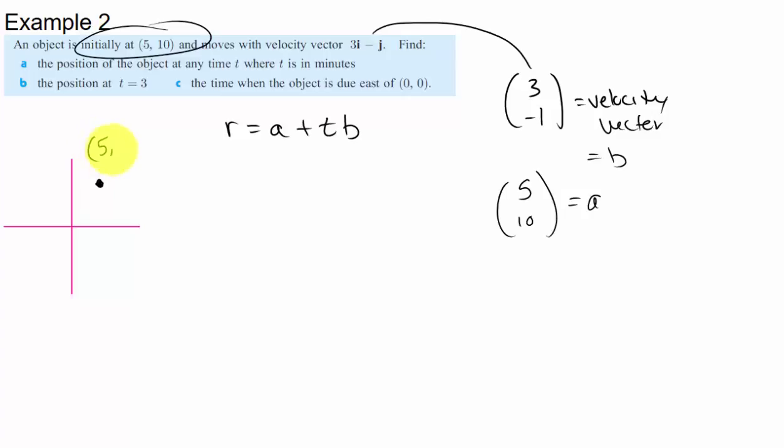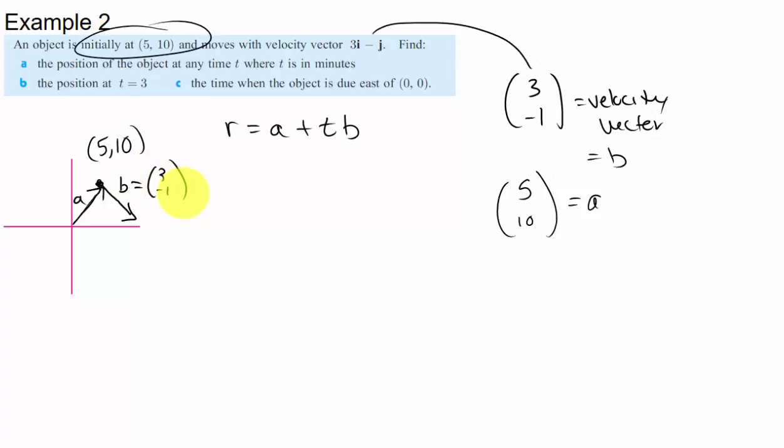So if I just create a diagram here, we have 5, 10, and that is a. And then we have the velocity vector. So from our point, we're going to move 3, -1. So it's going to look, and this is just a diagram, something like this. So b is equal to 3, -1.